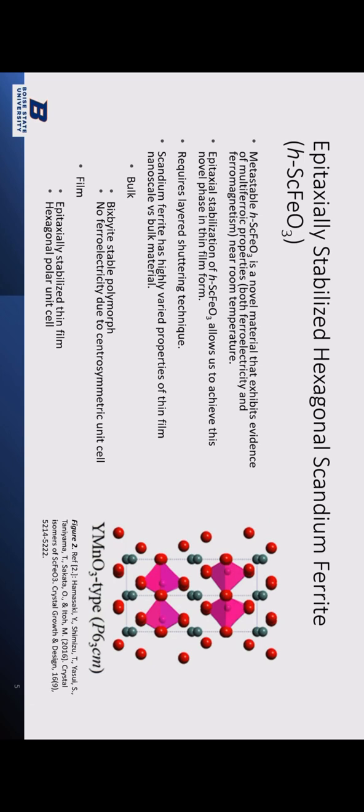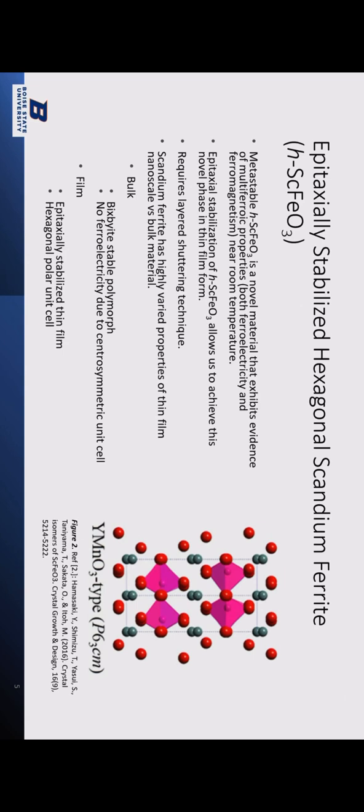The red atoms represent the oxygen, where we use O3. These gray ones represent the scandium atoms. And in the center of these polyhedra are iron atoms. And this is a different material shown, but it is the same phase of material, so you can get an idea of what we're looking at. We're interested in this material because it exhibits evidence of multiferroic behavior where there's some coupling between our ferroelectric behavior and our ferromagnetic behavior. And it requires this layered shuttering technique in order to produce this.